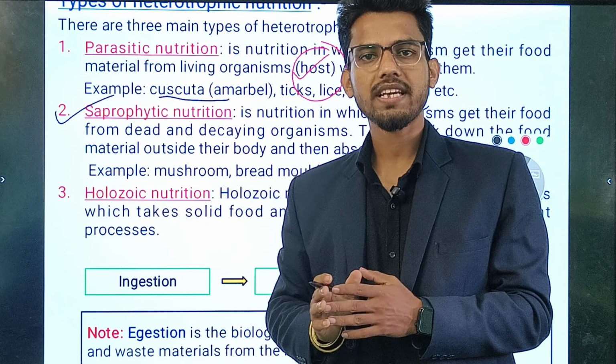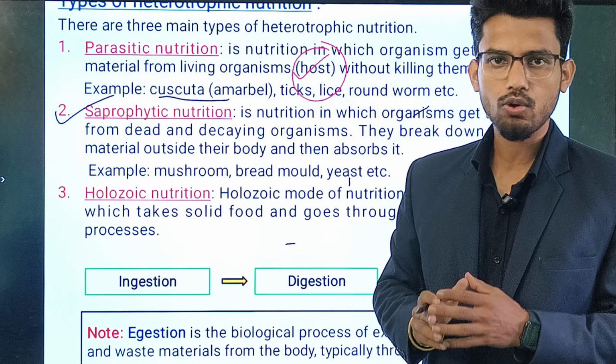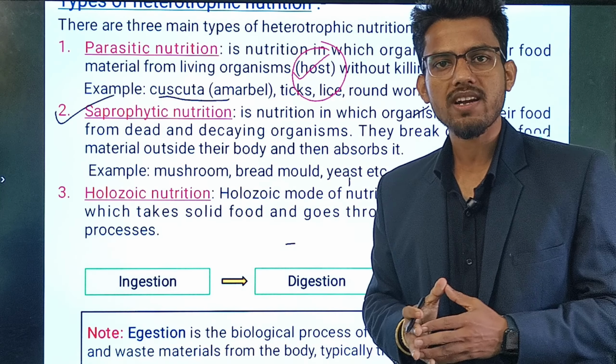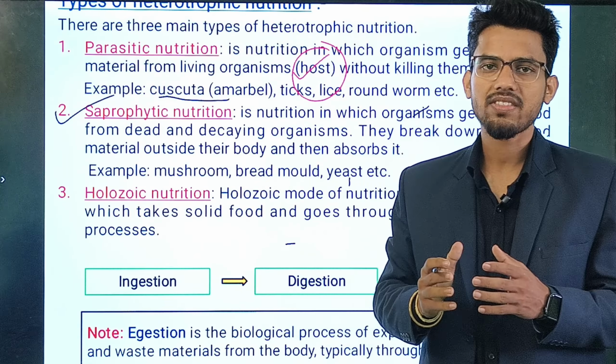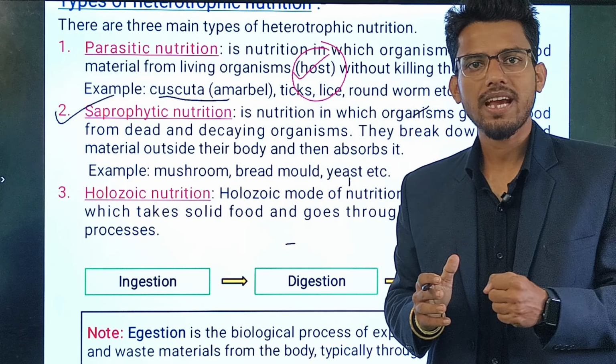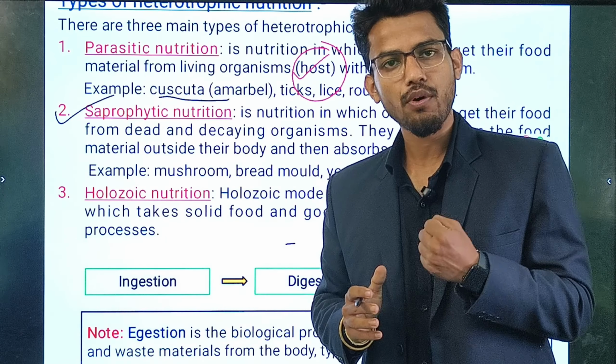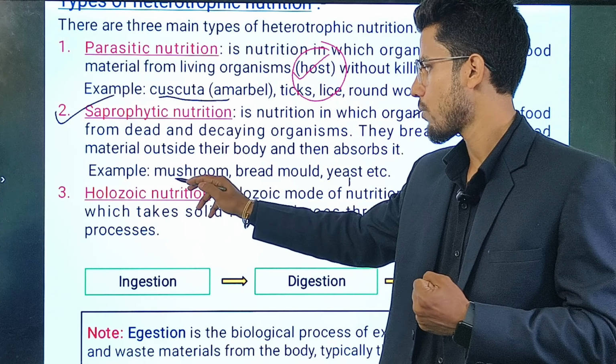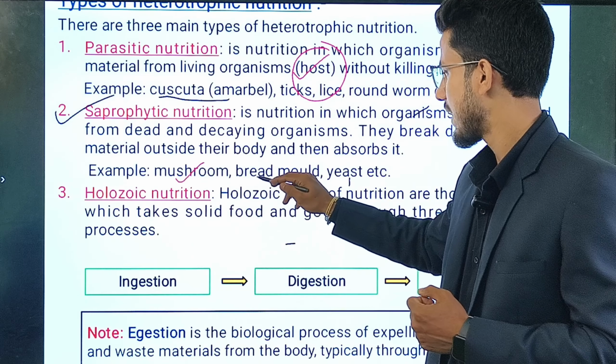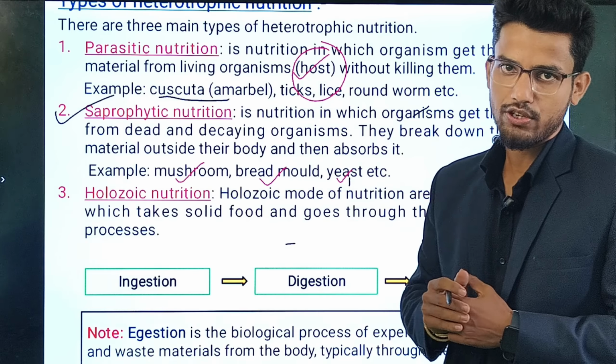So these saprophytic nutrition organisms are those organisms which are dependent upon the dead and the decaying matter, and from them they gain their energy for their survival. And the most common examples are a mushroom, then bread mold, yeast, etc.